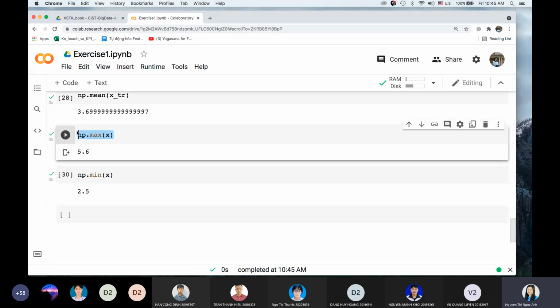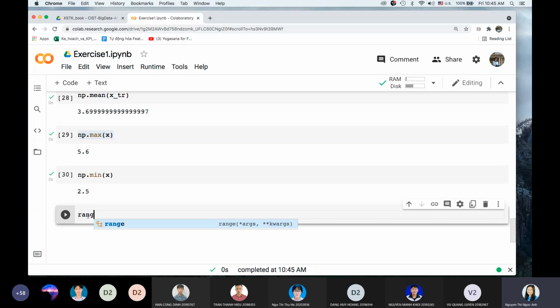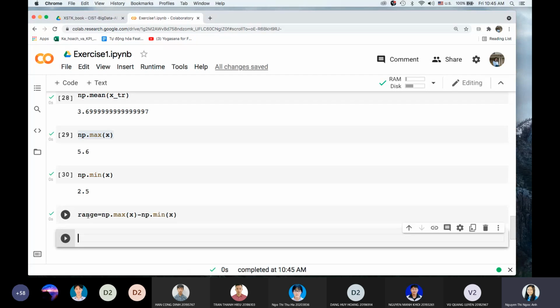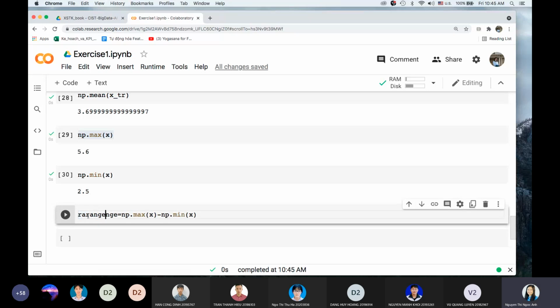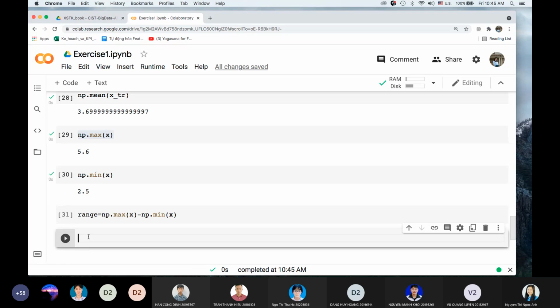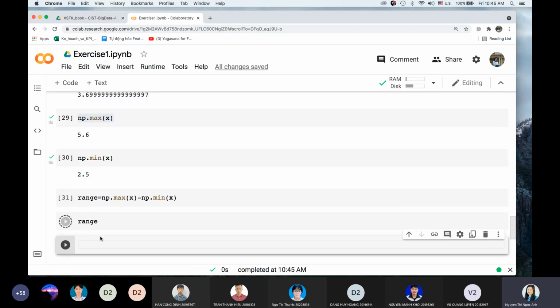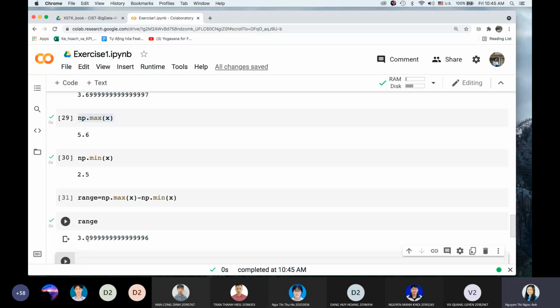And when we consider the range, it equals the maximum of x minus the minimum of x. So now we have a new concept, the range of data. The range here is 3.0, nearly 3.1. It's the range of the data.